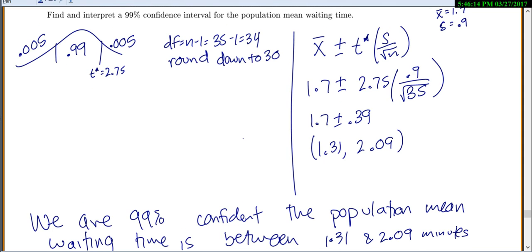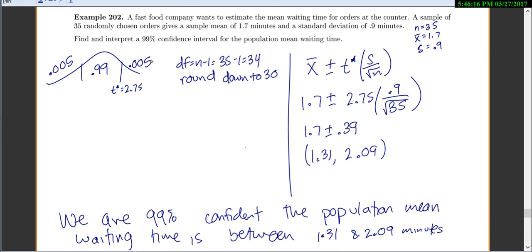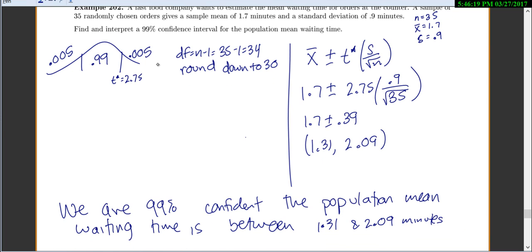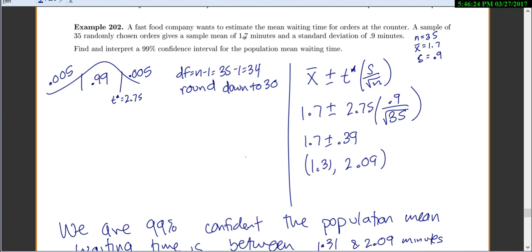Oh, and there's one thing I forgot to do on this problem. Did we actually check to see if it was okay to use the t-distribution? Coming back up to the problem, before you start calculating, you should always check to see if you can use the normal distribution. So my sample size is 35. So n equals 35, that's bigger than 30. So we can use the t-distribution, because just like the z, it has to be either normal or at least a sample size of 30.